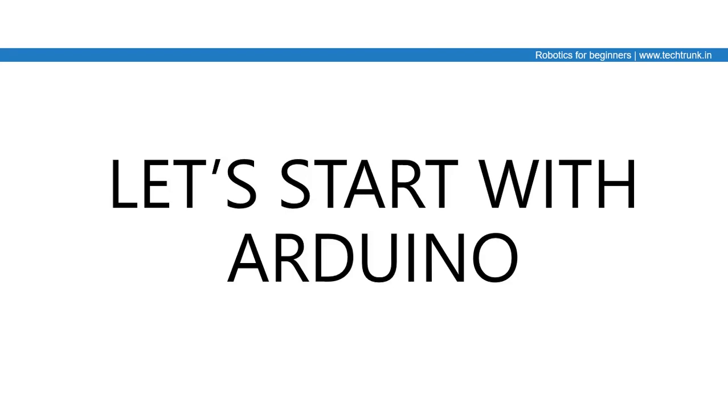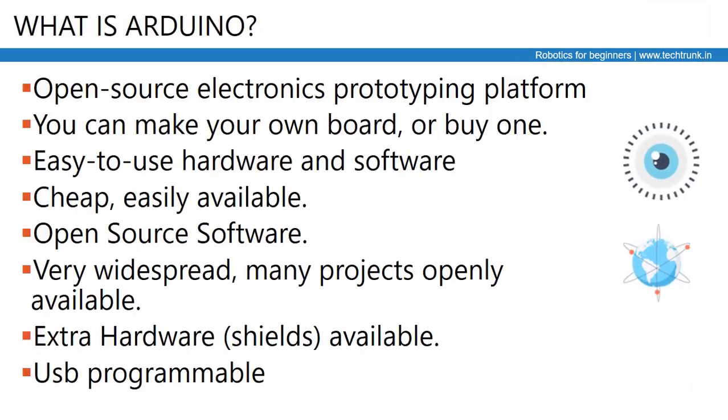So let's look at some of the properties of Arduino boards. Arduinos are an open source electronics prototyping platform. Being open source, it is widely used throughout the world. The circuit diagram and the firmware of Arduino are available openly on the website arduino.cc. So you can design your own board or you can buy the board available in the market. Being open source, it is widespread and you can find Arduino boards in the market anywhere in the world.